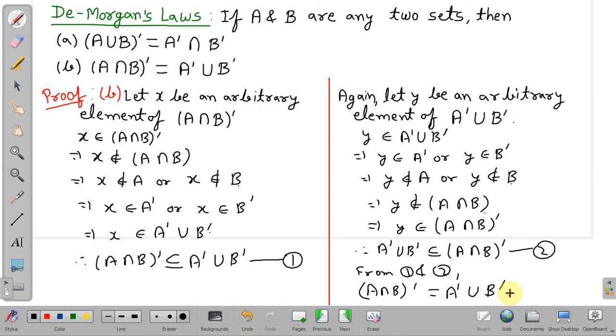Okay friends, so in this lecture we have discussed what De Morgan's law is, and we have also discussed its proof. Okay friends, thank you.